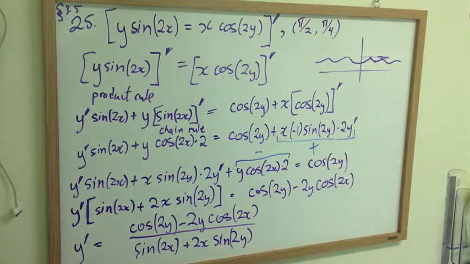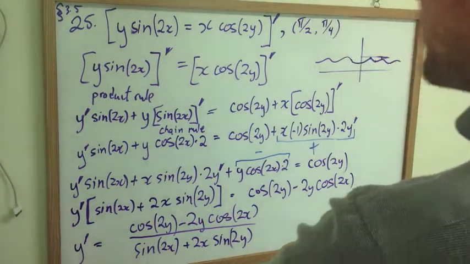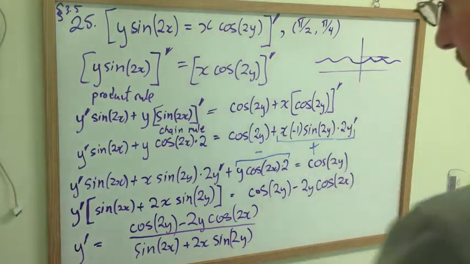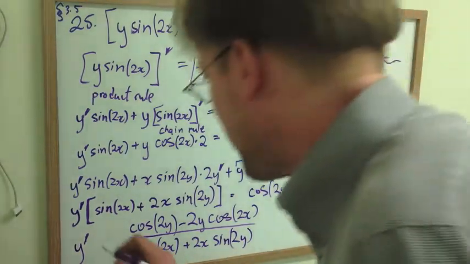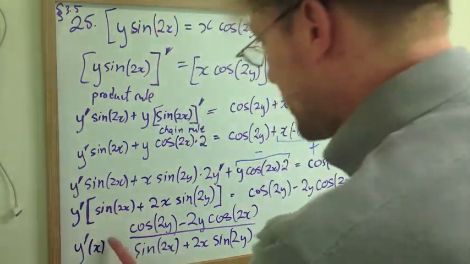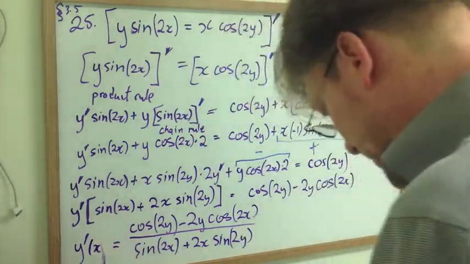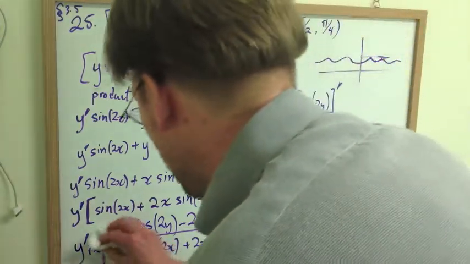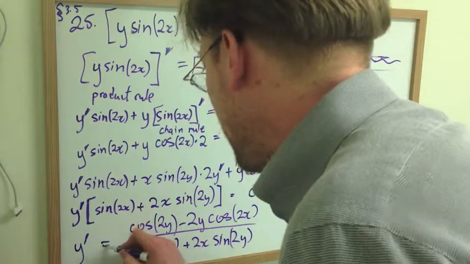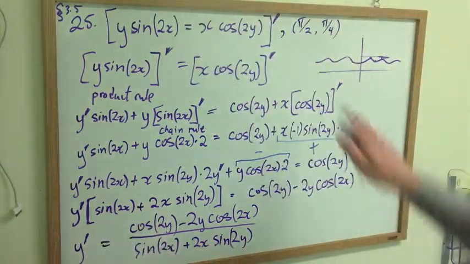There's my y prime. That is the slope of this curve at any value of x. So y prime is a function of x, and it's actually also a function of y. So it's not just a function of x, so I won't put that in there. It's a function of x and y, but they give me a point here.